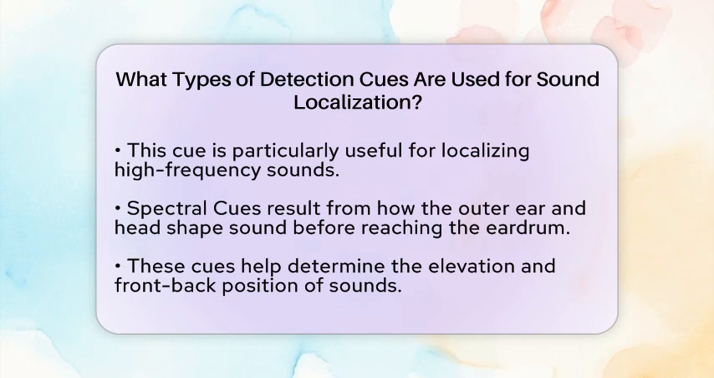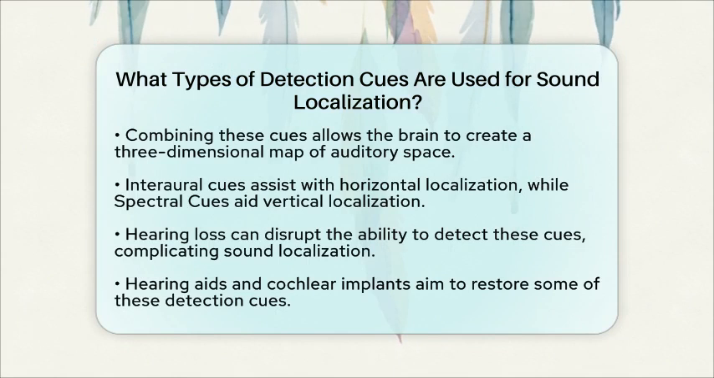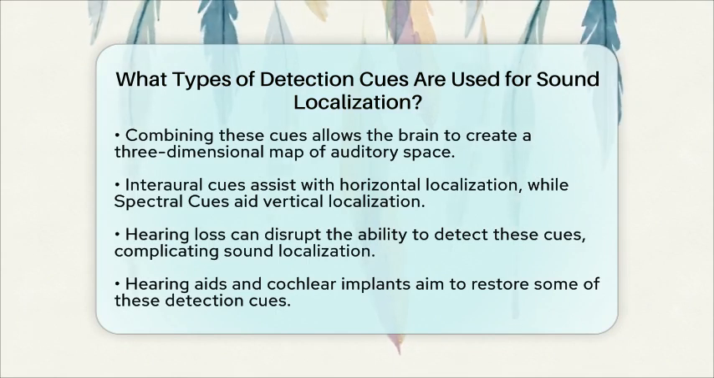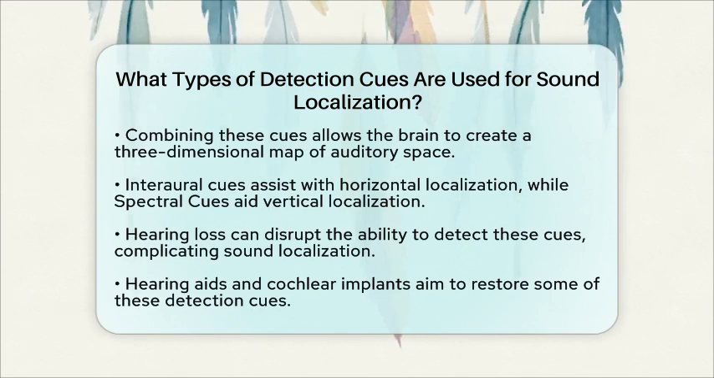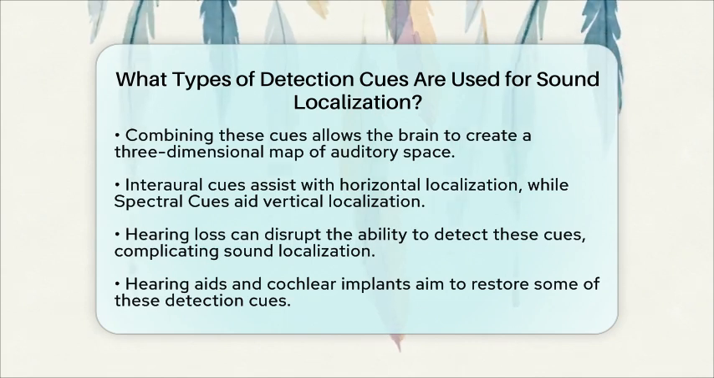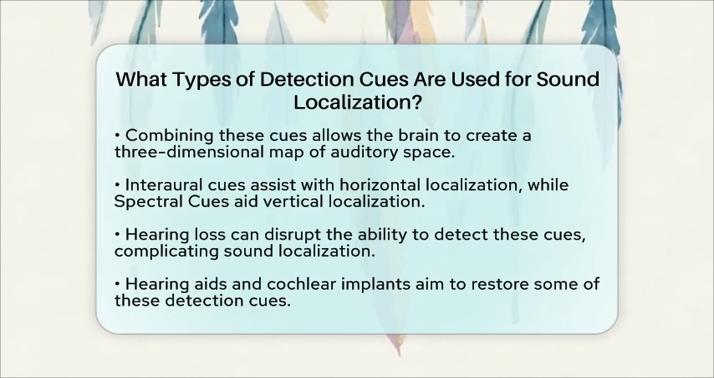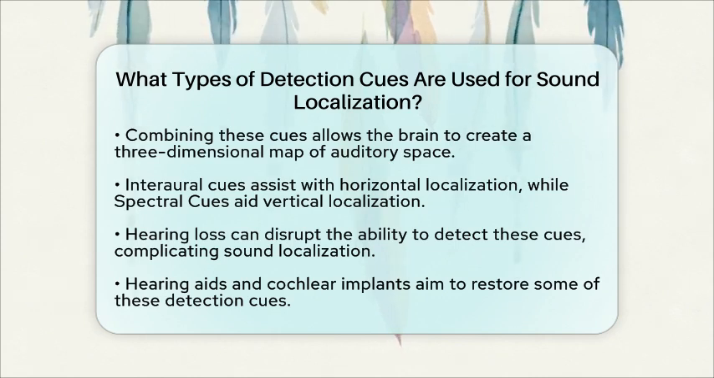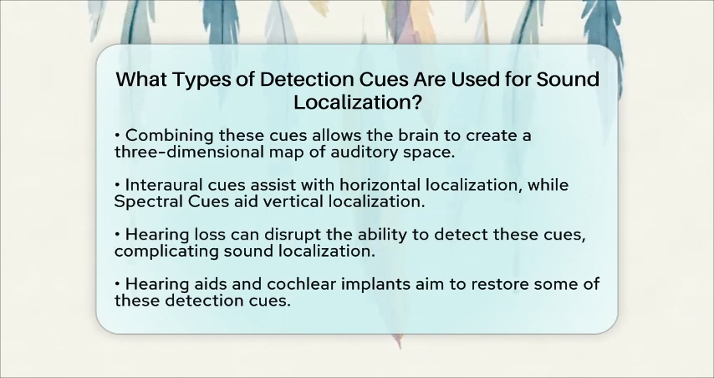Understanding these cues is also important in the context of hearing loss. Damage to the auditory system can make it difficult to detect or process these differences, leading to challenges in localizing sounds. For example, unilateral hearing loss, which affects one ear, can disrupt access to these binaural cues, complicating sound localization. Hearing aids and cochlear implants aim to restore some of these cues, but replicating natural binaural processing is complex.